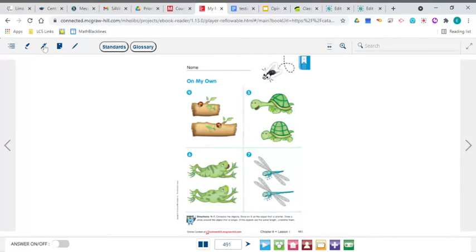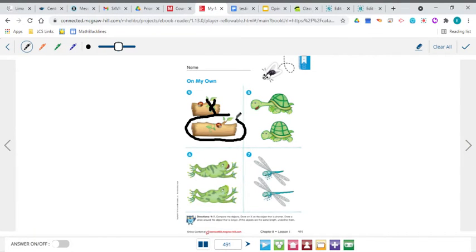I got to go get a pen. Draw an X on the one that is shorter, and draw a circle around the one that is longer.